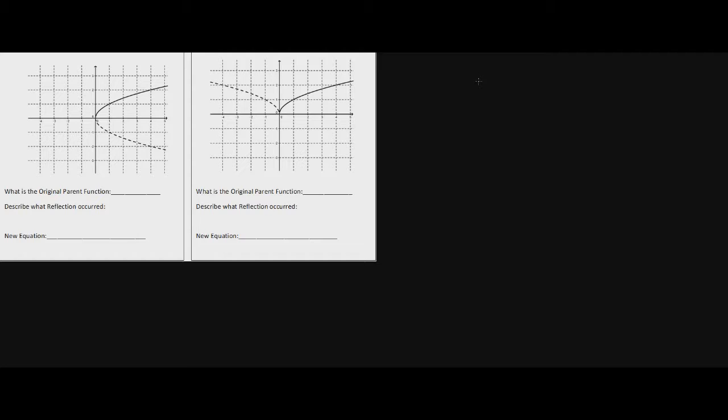Well, let's look at this one here, the one to the left. This is a square root, so we're going to have y equals the square root of x. That's my original. If you notice, it got reflected over the x-axis again. So very similarly, my equation is just going to be y equals -square root of x. Perfect.